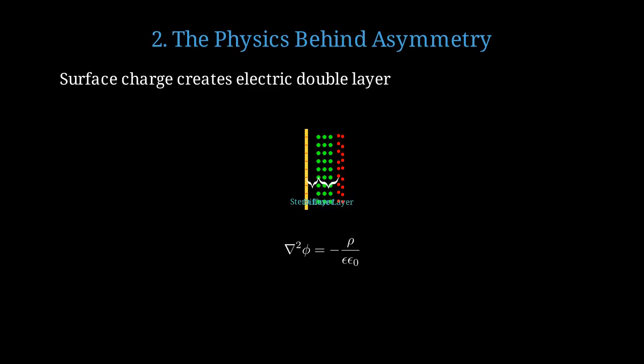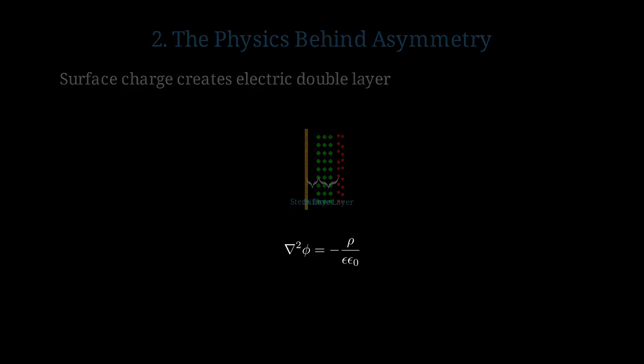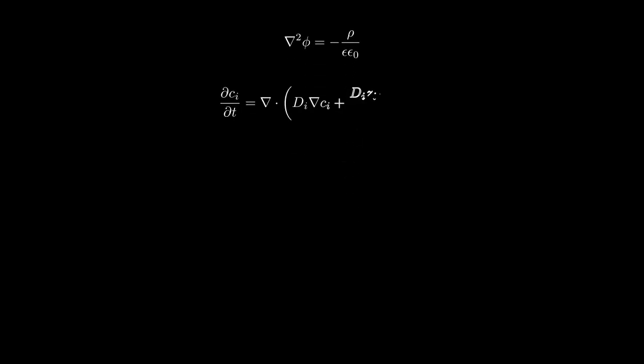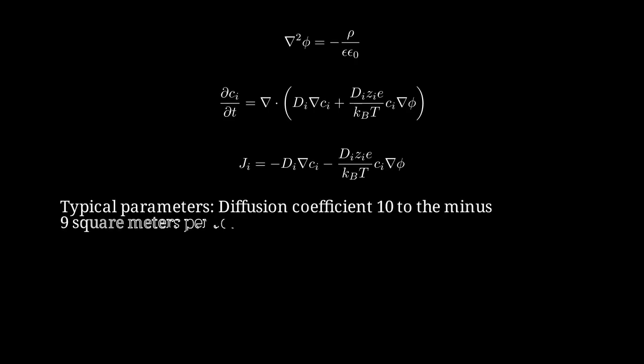The Poisson equation relates electric potential phi to charge density ρ through the permittivity. The Nernst-Planck equation describes how ion concentration Ci evolves due to diffusion and electromigration in the electric field. The ionic flux Ji has two contributions: diffusion driven by concentration gradients and drift driven by the electric field. For small ions like sodium or chloride in water, the diffusion coefficient is typically around 10 to the minus 9 square meters per second. You might ask, how do we calculate the actual current through the pore?